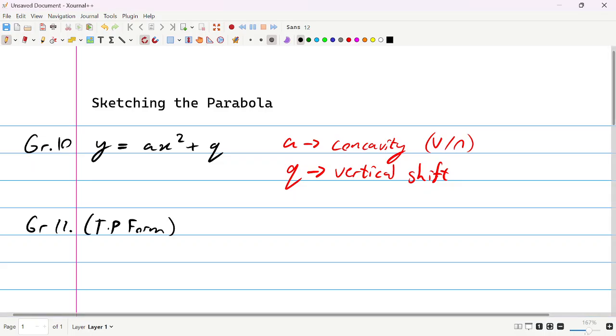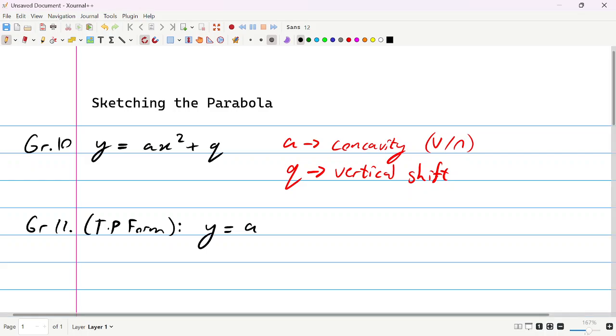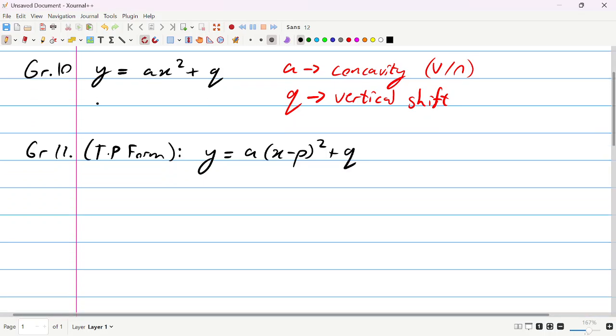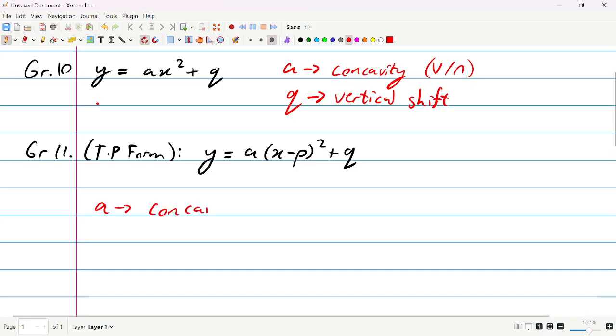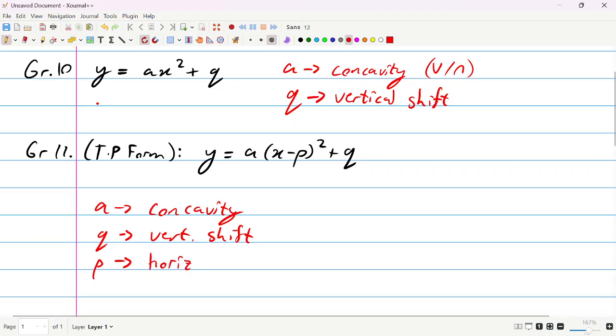The turning point form is essentially where we have y is equal to a times (x minus p) squared plus q. The only thing that we just added was the p. So in this case, our a is still going to be the concavity. Our q is still going to be the vertical shift. But the p, which is the new thing, is going to be our horizontal shift.